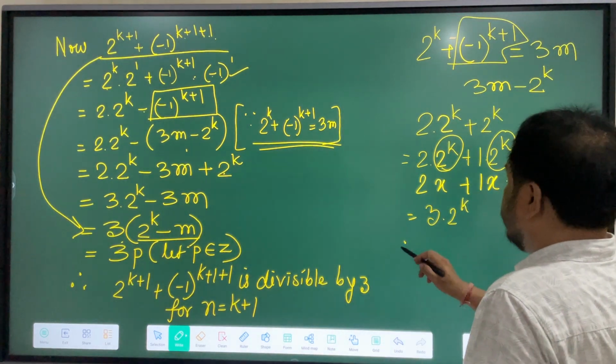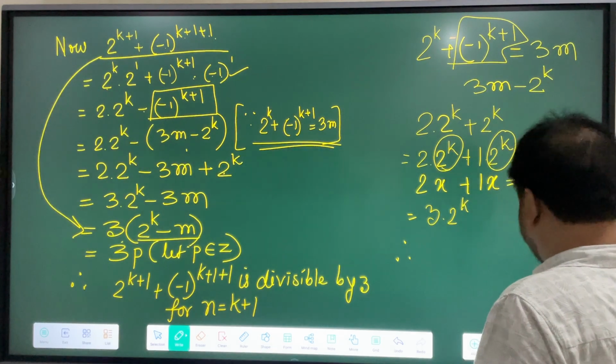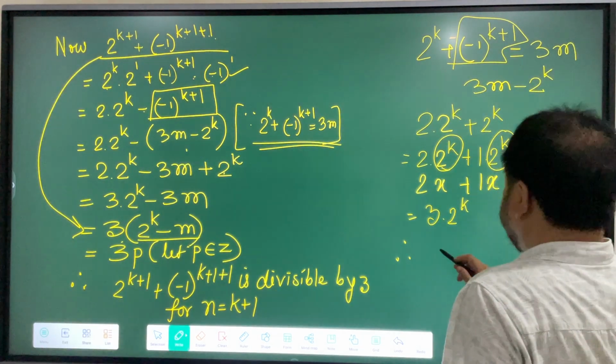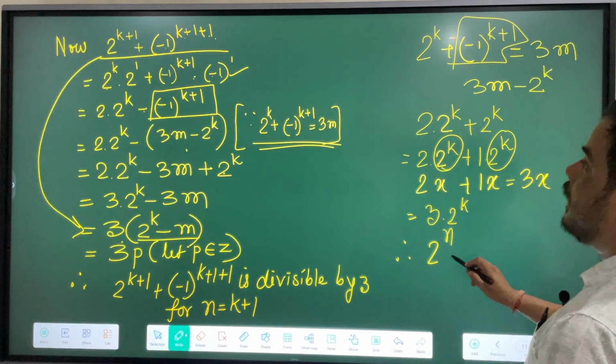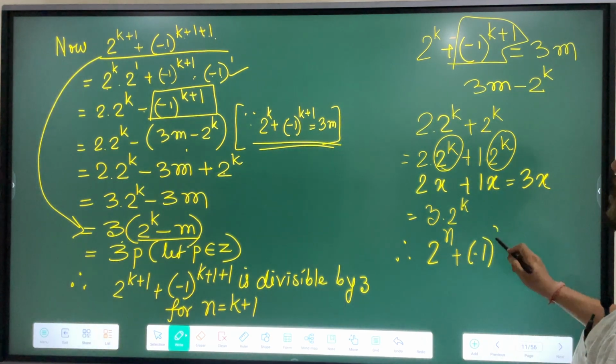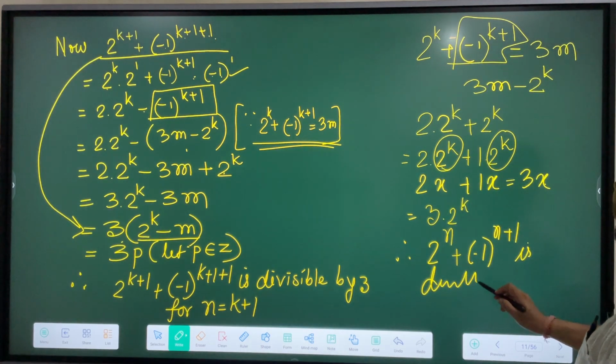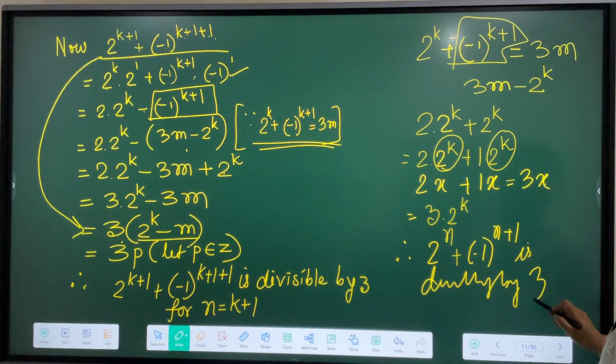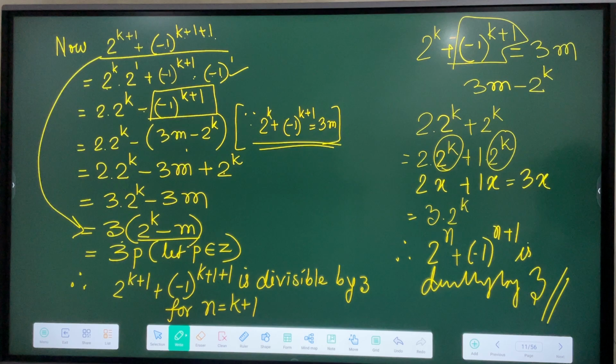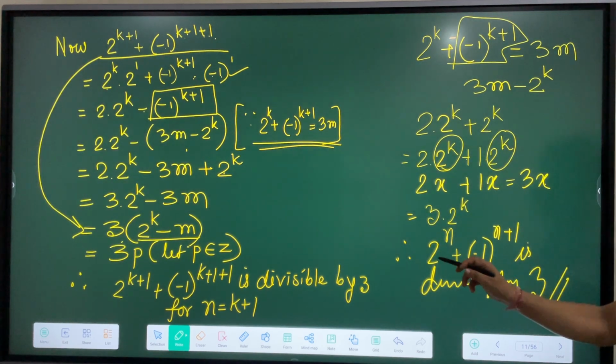So therefore, actually what is the question? 2 to the power n plus minus 1 to the power n plus 1 is divisible by 3. This is the conclusion. This is what at last you have to write.